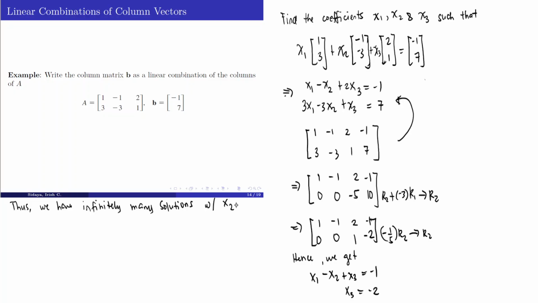So with our x sub 2 as the free variable, we let it be t. So if x sub 2 is t, we get x sub 1 as, we substitute t here and then negative 2 here. So x sub 1 is equal to 3 plus t. And again, our x sub 2 is t, and then x sub 3 is equal to negative 2, where t is any real number.